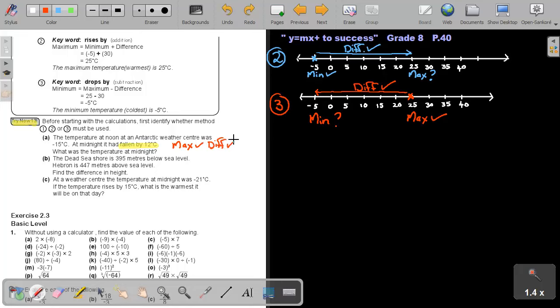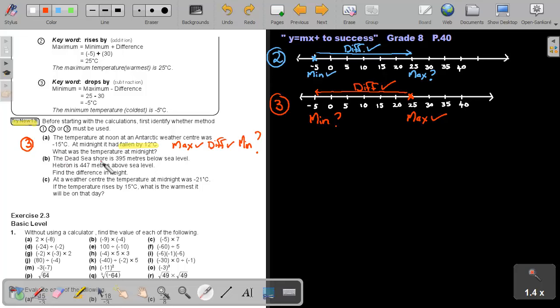It's going down. And they are asking me, okay, the temperature at noon at the Antarctic weather center was negative 15. At midnight, it had fallen by 12. So they are asking me to find the minimum. Can you remember method 3? So this will definitely be method 3 to find the minimum. Okay, let's read the next one.